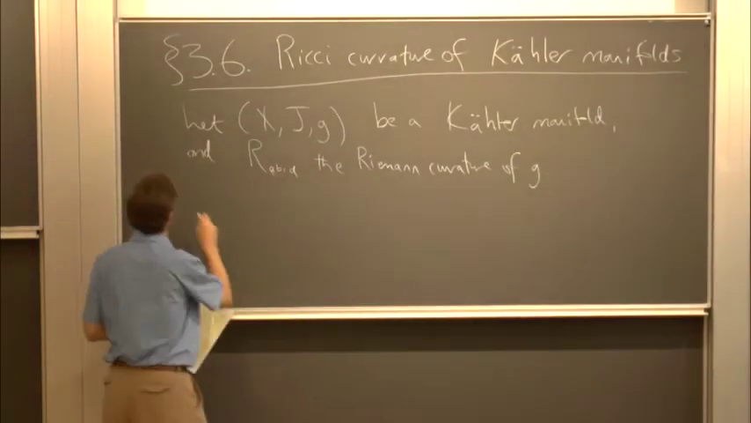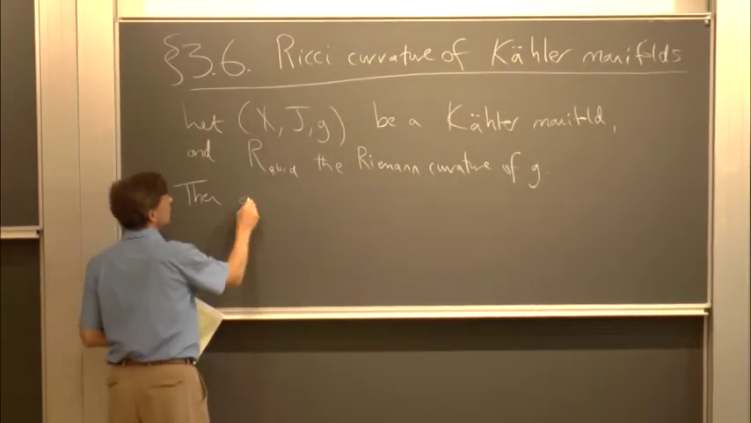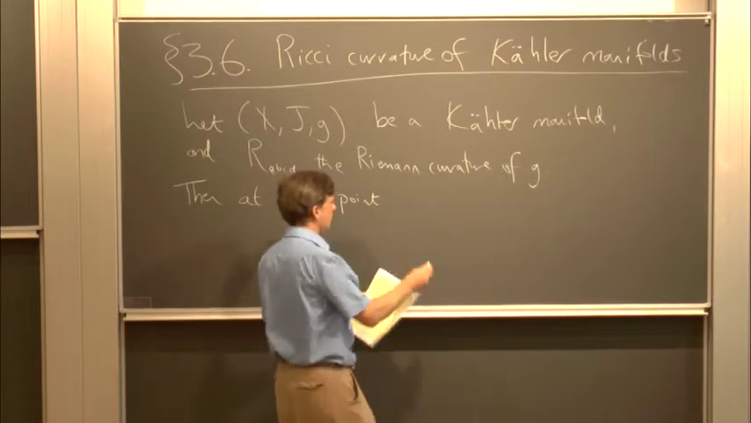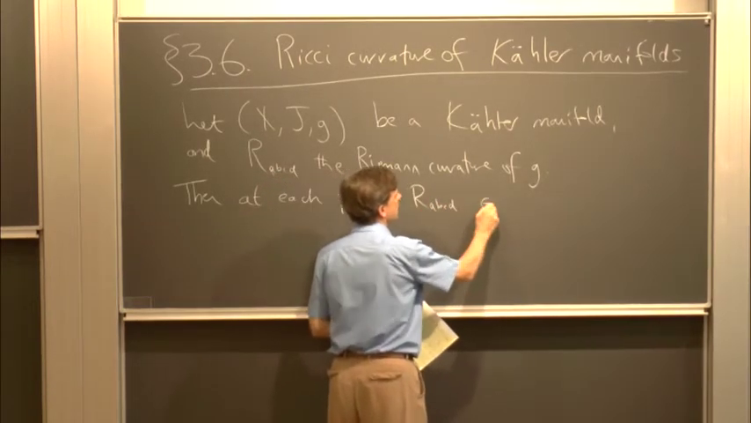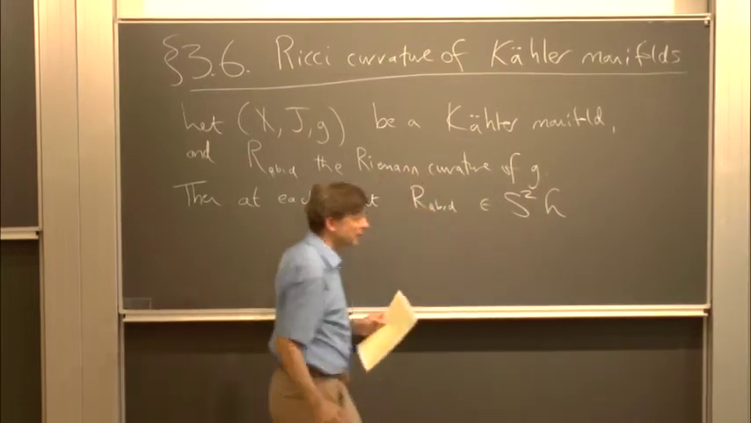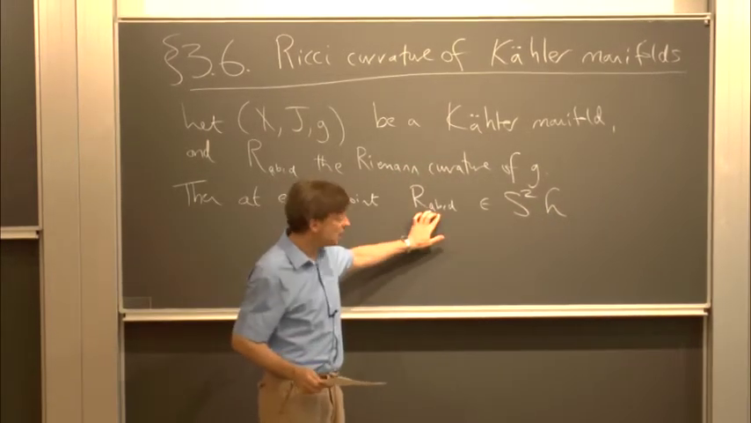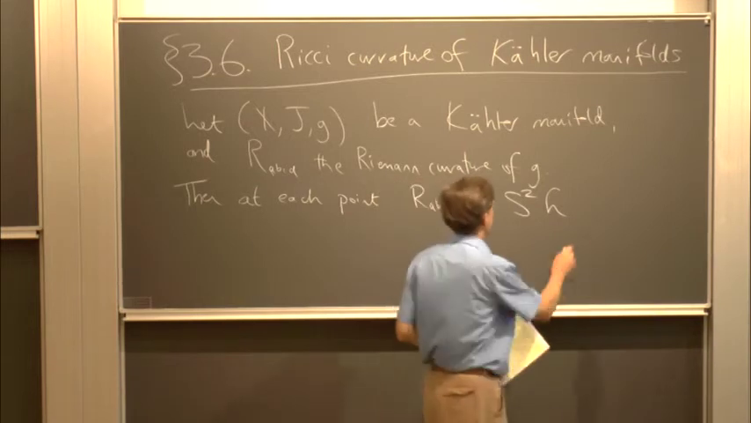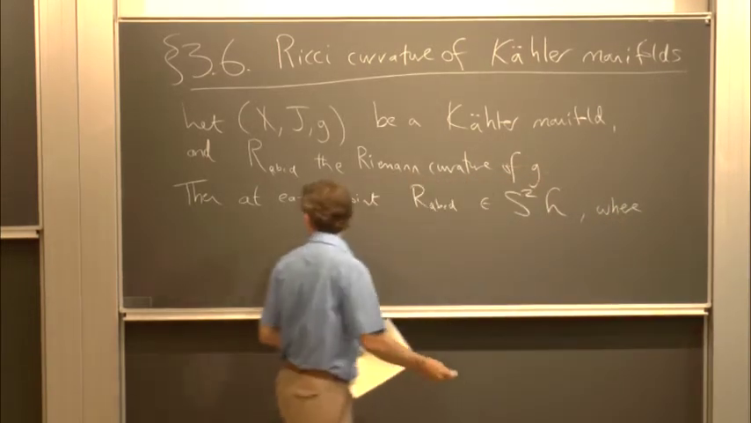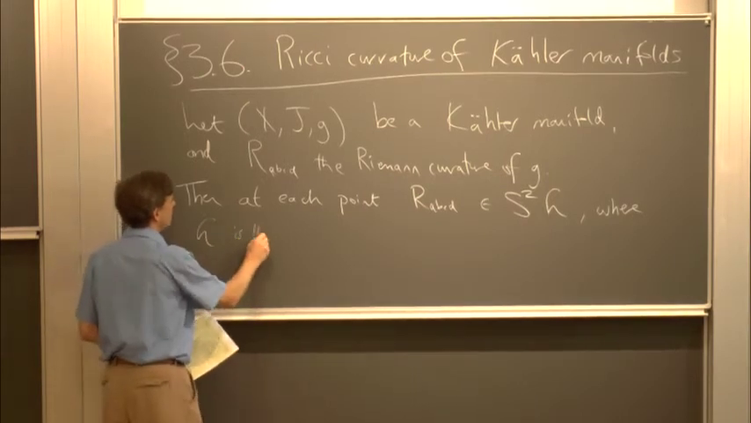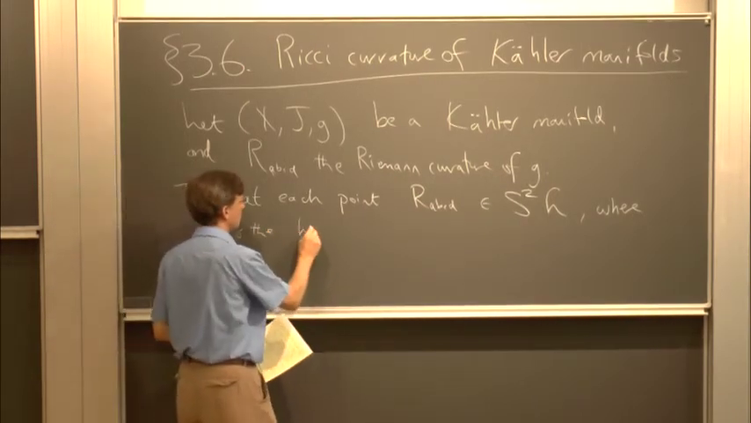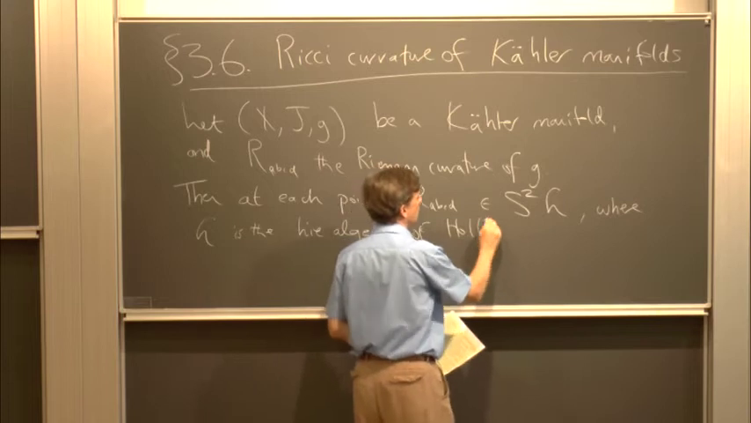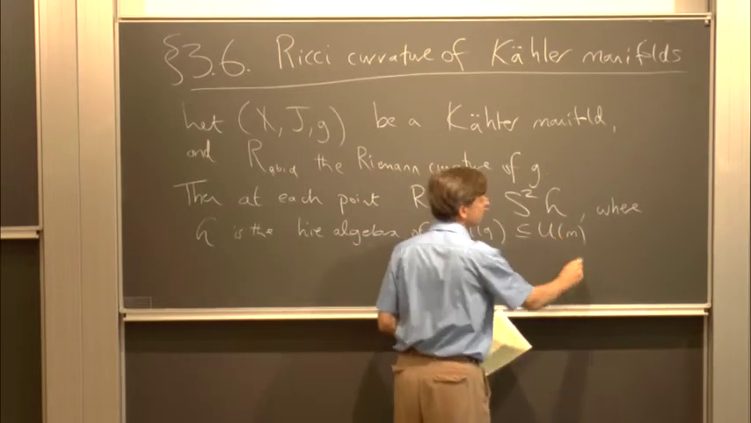Well then, at each point, you can think about the curvature tensor as lying in the symmetric tensor product of H with itself, where the ab indices lie in one copy of H and the cd indices lie in the second copy of H, where curly H is the Lie algebra of the holonomy group of g, which is contained in U(m), since g is Kähler.